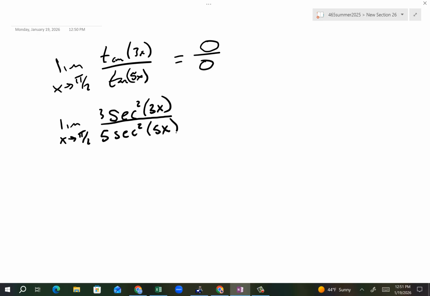Now, what happens when you put pi over 2 into secant? Well, you get 1. And what's 1 squared? Well, it's 1. So this answer becomes 3/5.